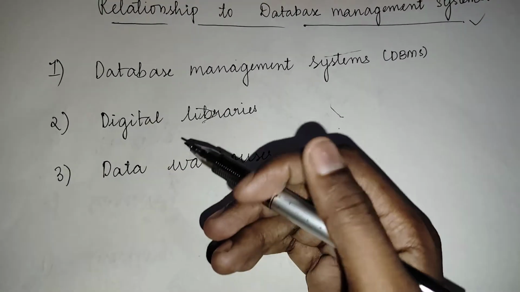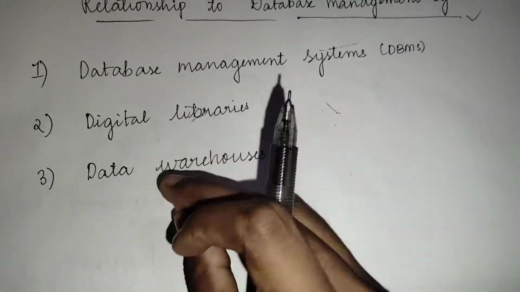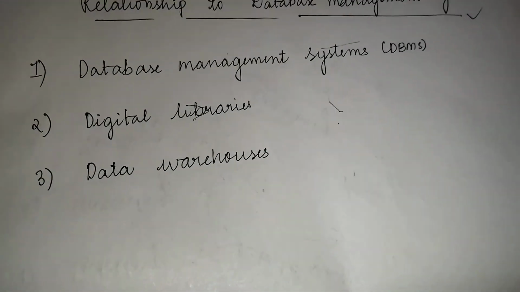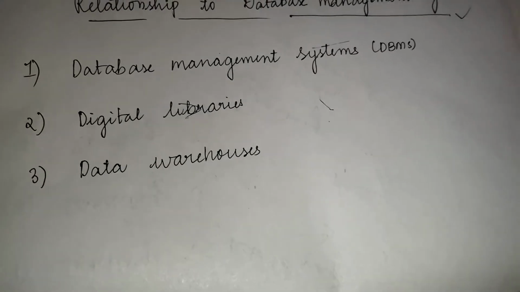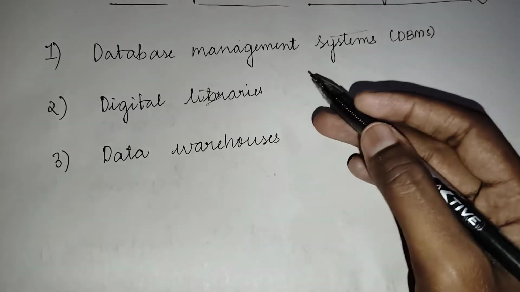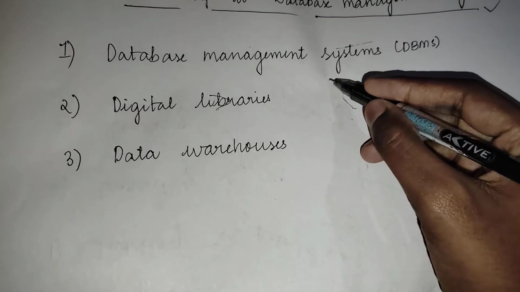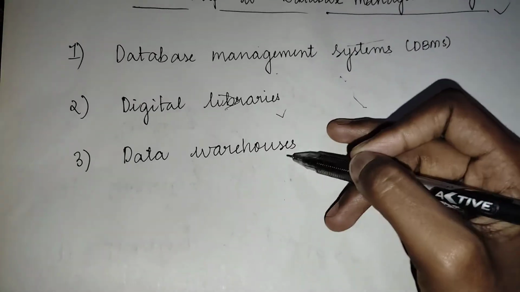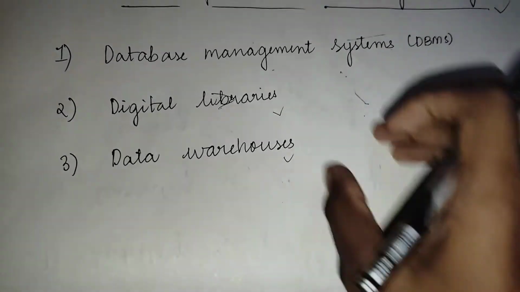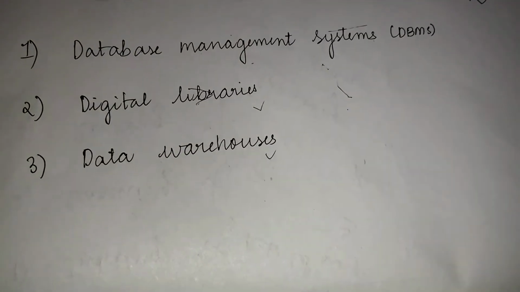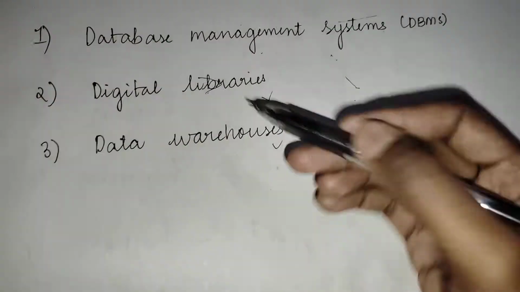Information retrieval systems basically don't work in isolation. That means they love exploring things. So they are closely related to other kinds of data systems, which are called DBMS, very popularly known as database management system, or digital libraries, or data warehouses. They don't like to work only in one place, they want to explore, and they like to work in different places.